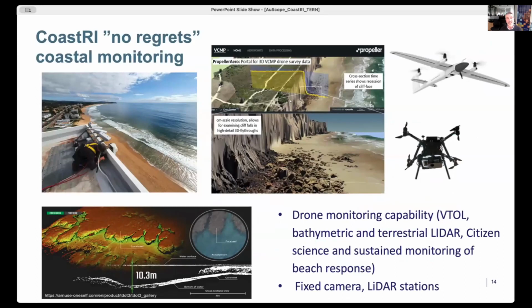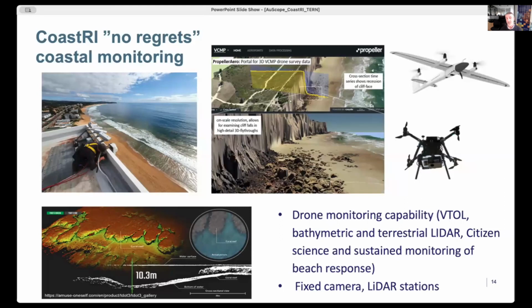So with the Coastar No Regrets funding, there were sort of three aspects that we invested in. Two I'm going to talk about here. The first is the drone monitoring capability. So this includes a couple of aspects. One is the VTOL drones. So we've acquired some VTOL drones, which are these vertical takeoff and landing drones. They allow you to fly long distances and carry larger payloads.